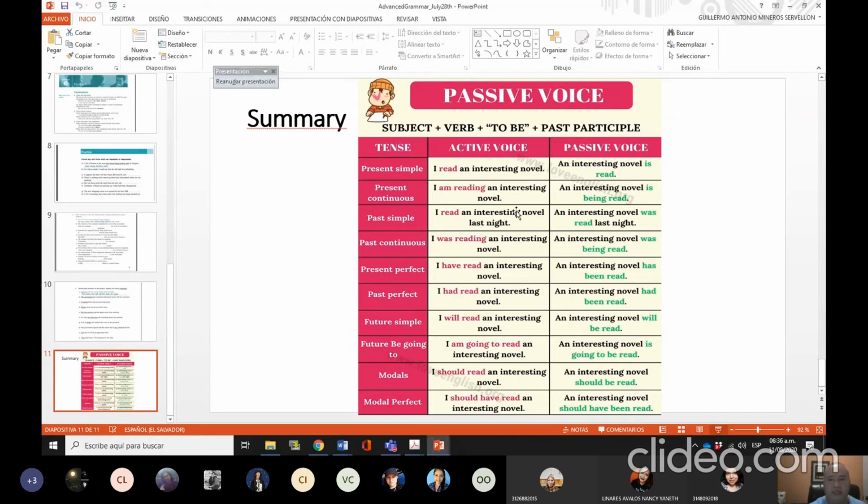Okay, so this is our first review. Remember the structure. So every time that you have doubts on how we write the sentence in passive voice in the present perfect, for example, let's refer to this chart over here that is going to help us understand better the structure. If the sentence is in the past simple, for example, always refer to this chart so it can help you to understand better the structure. All right, that's the first one.